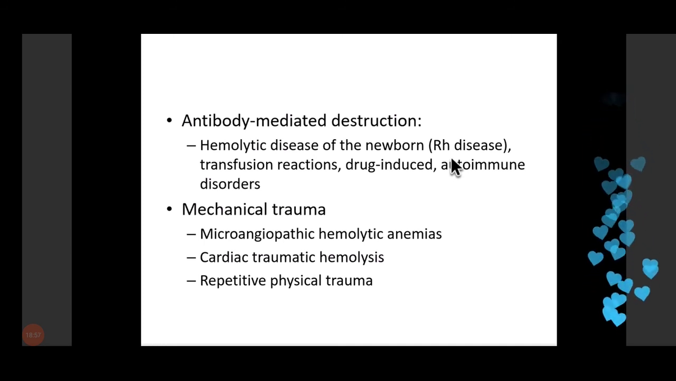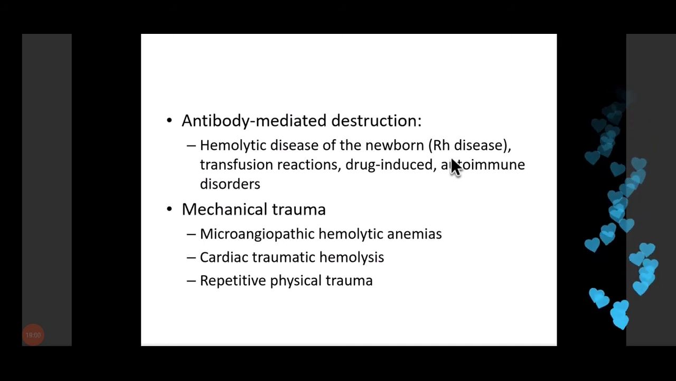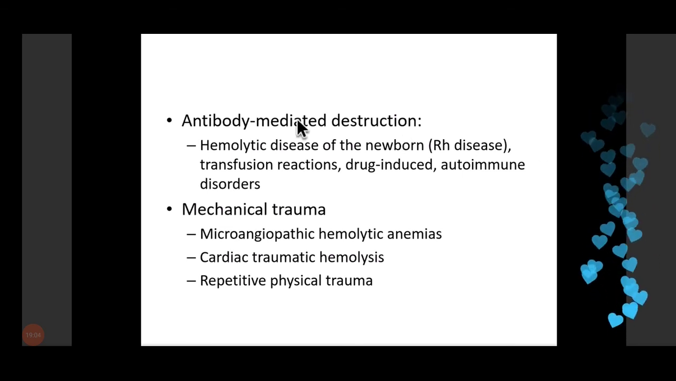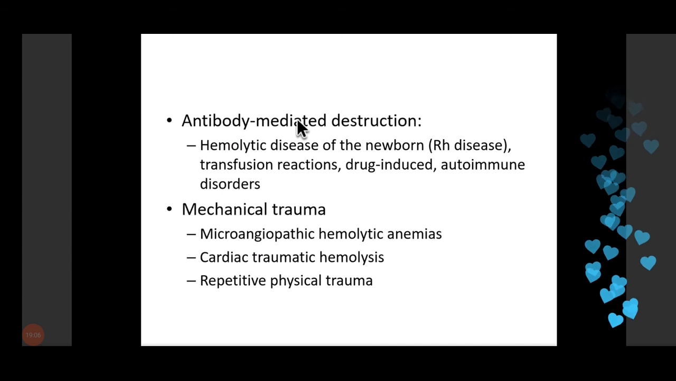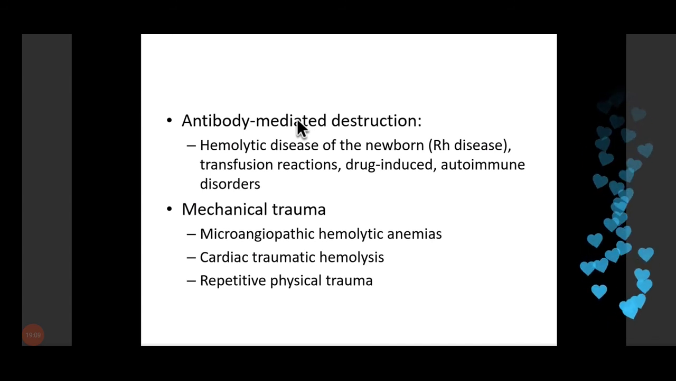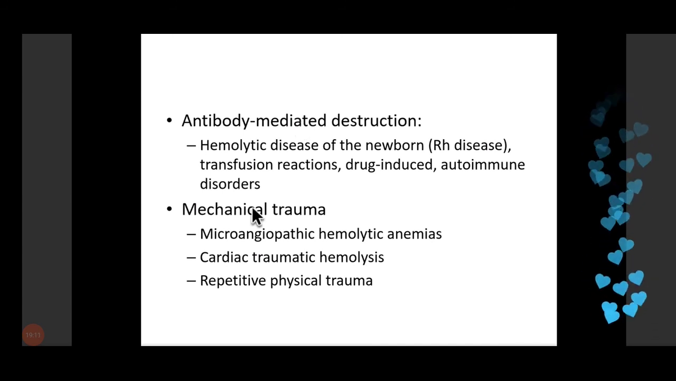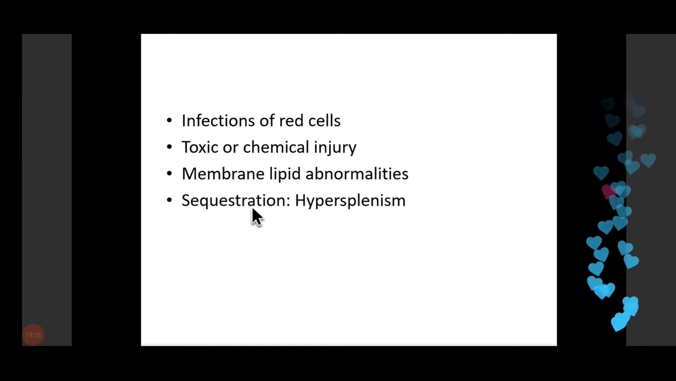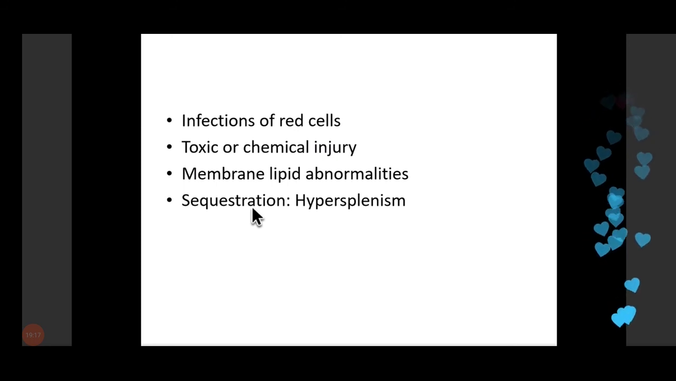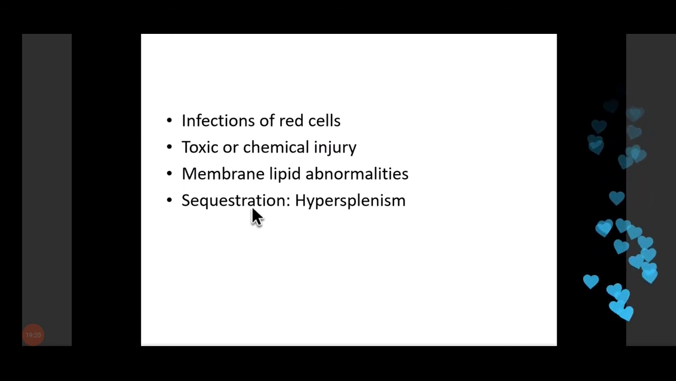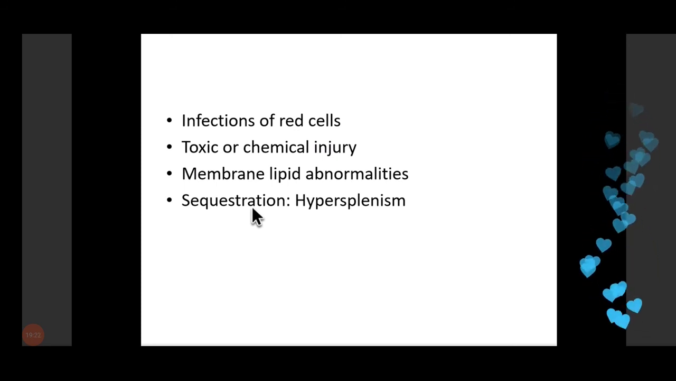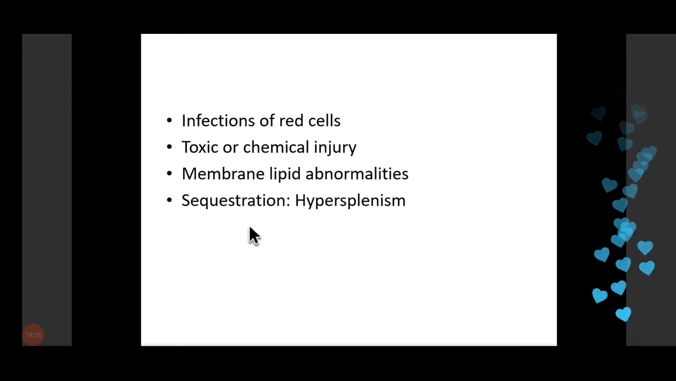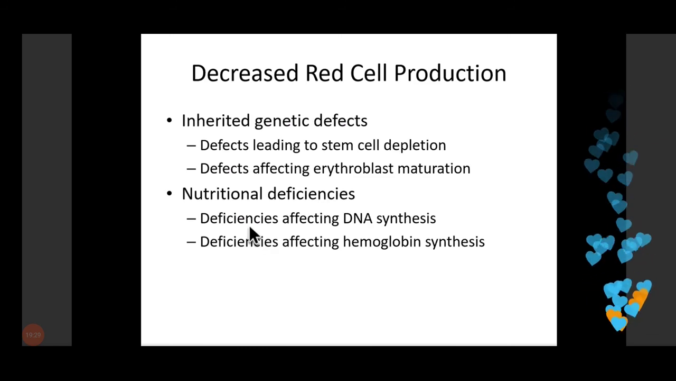It can be immune mediated, with hemolytic disease of the newborn. It can be because of transfusion reactions. You must have dealt with hemolytic disease of the newborn in your immunity lecture. It can be because of mechanical trauma, cardiac hemolysis, or physical trauma. Infections of the red cell like clostridial infection. There can be lipid abnormality. There can be toxic or chemical injury, where the patient has some toxic injury. Sequestration or hypersplenism, which will lead on to splenomegaly.